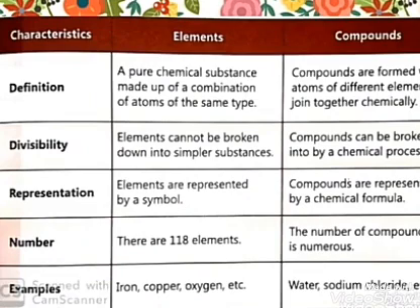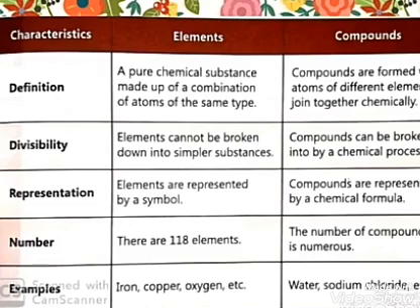Next is the characteristics of elements and compounds. If we talk about the definition of elements and compounds, then an element is a chemical substance that is made up of atoms of the same type, and compounds are formed when atoms of different elements join together chemically. If we talk about their divisibility, then we cannot divide elements into simpler substances because an element is itself a simple substance.